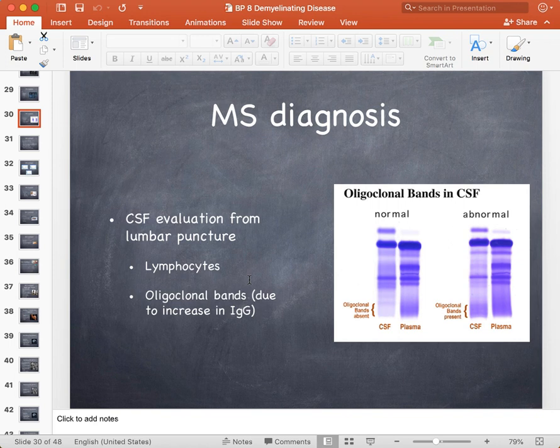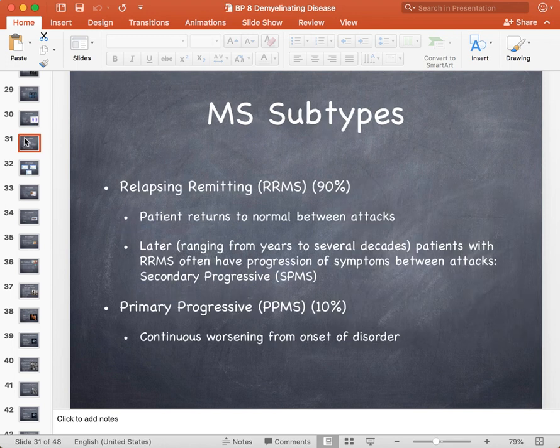When you have a patient with MS, whether or not you're seeing them in a clinic for other reasons, whether or not you're a neurologist or a hospitalist taking care of this patient, you'll frequently see how their MS is characterized, and at least initially the two conditions are relapsing remitting multiple sclerosis versus primary progressive multiple sclerosis. In relapsing remitting multiple sclerosis the patient returns to a baseline between attacks. And then later, ranging from years to several decades later, patients with relapsing remitting multiple sclerosis will have a progression of symptoms between attacks and are ultimately called secondary progressive.